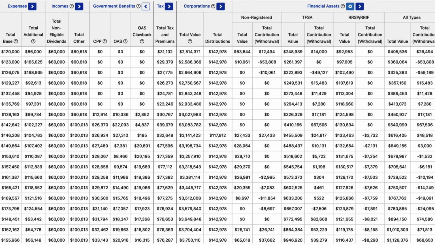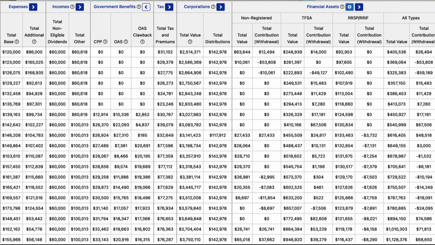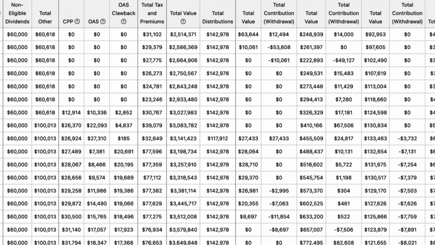Now, you can see here the things that we do inside of planning: the government benefits, CPP, and old age security. We've pushed that off to age 70 to try to create a window where we can do some more tax efficient withdrawals. But you notice there's an old age security clawback. No matter what we do with this couple, they're going to have an old age security clawback.